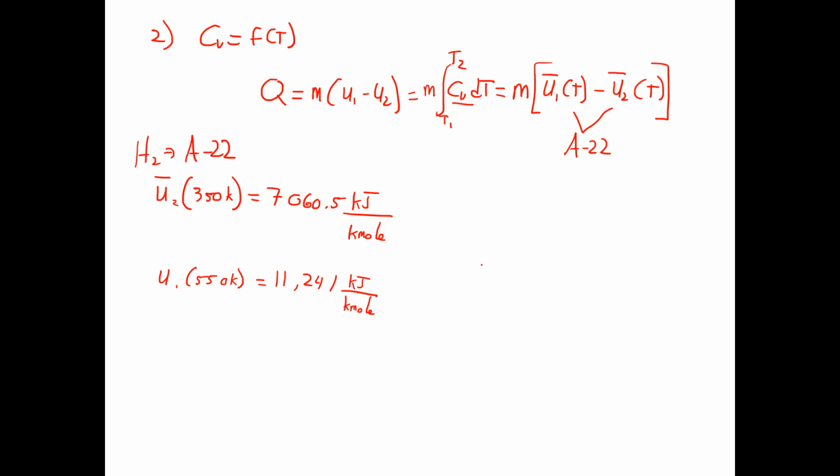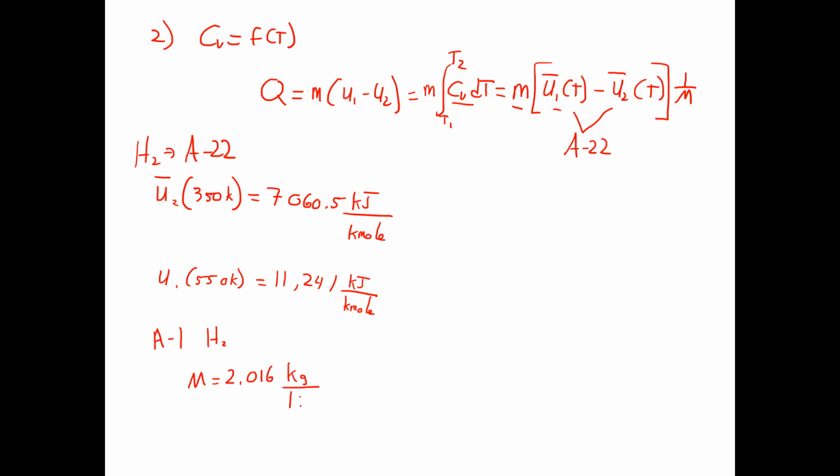Now, if you notice, I have mass in kilograms and specific internal energy per kilomole, right? The units don't work out. So what I need to do is multiply this whole equation by 1 over the molar mass. If you go to table A1 and look for hydrogen, you'll find that the molar mass of hydrogen is 2.016 kilograms per kilomole.